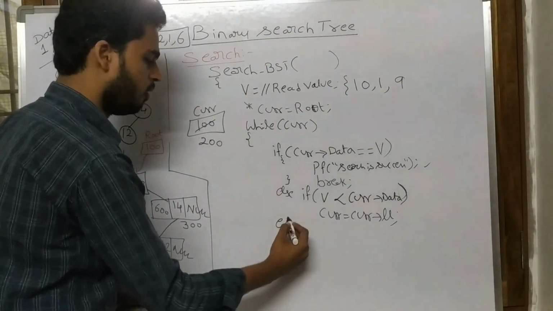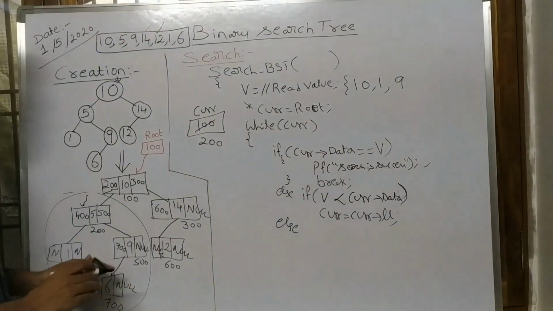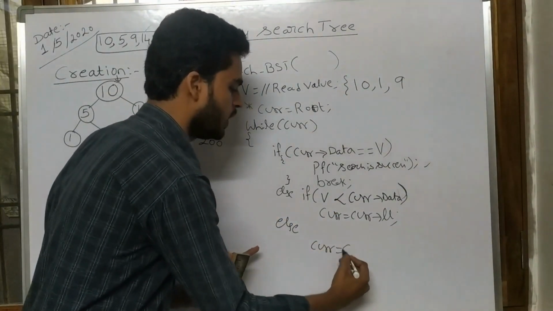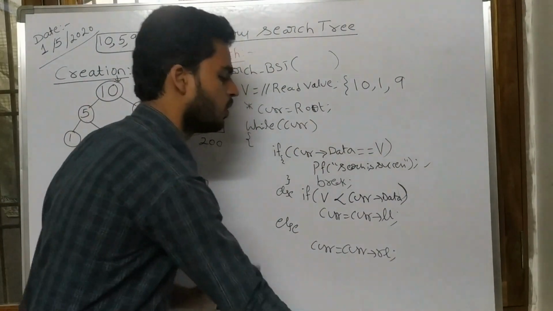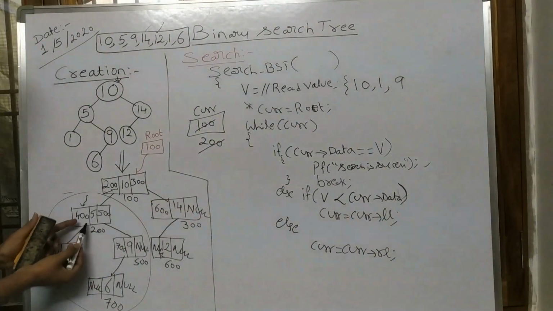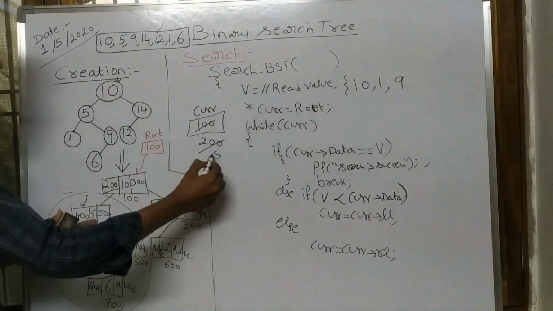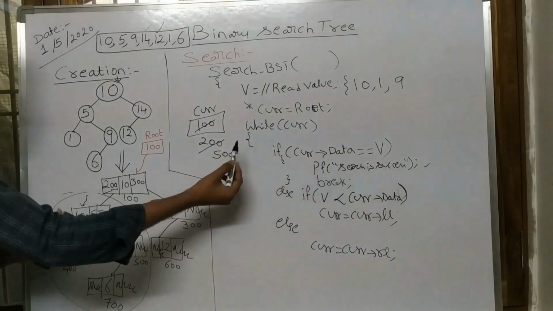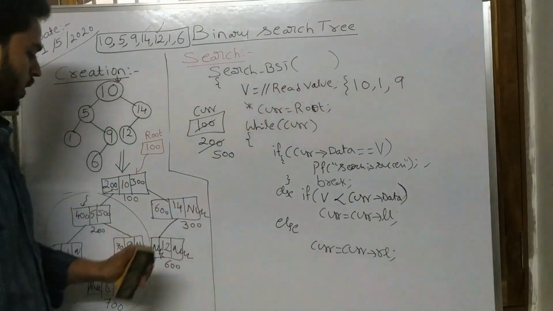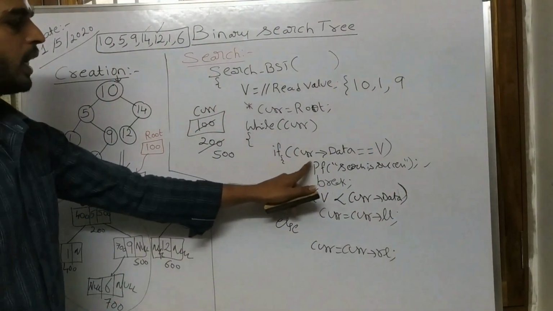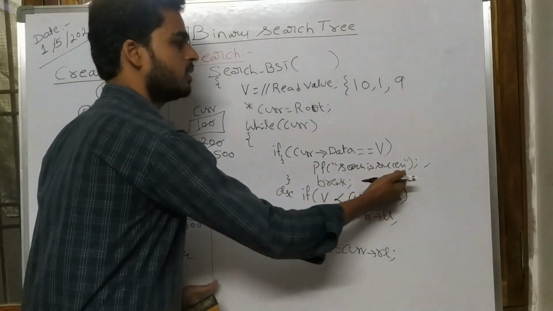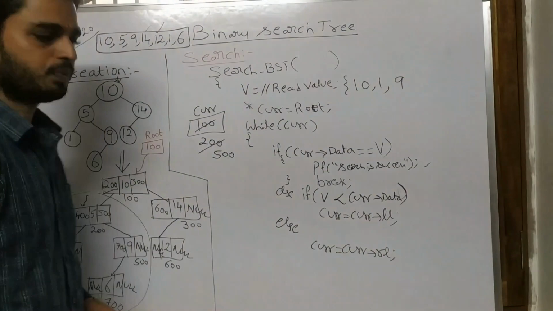No, obviously fail. When it fails, what do I need to do? My data will be present on the right side part. So I need to move to the right side. Current equal to current's right link. My current is 200. Right link is 500. I think you have understood. I am going very fast. So now once again it is going to execute. Current's data, 500's data is 9. 9 double equal to 9. Search is success. So we'll stop the process and come out of the block.